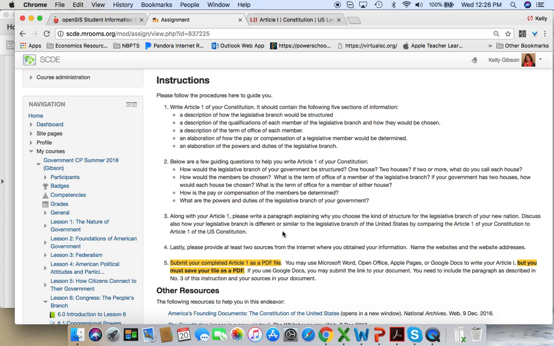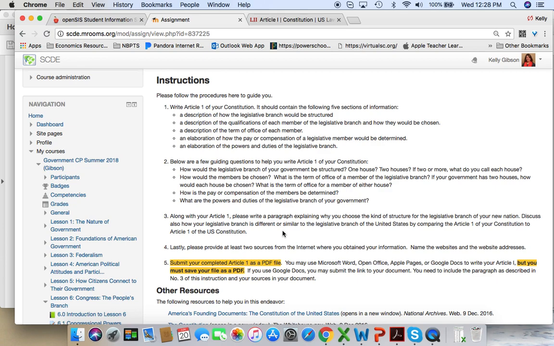Then you need to provide at least 2 sources from the internet where you obtained your information. You need to name the websites and the website addresses. And you need to use the specific URL to the pages you used. Don't just tell me history.com. That's not good enough because there's so much information on history.com. I don't know which page you used. So the specific site and the specific URL.